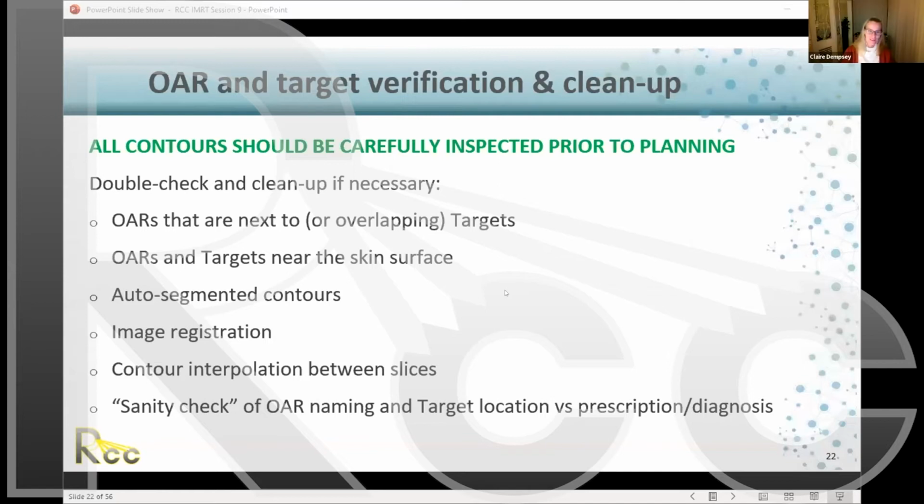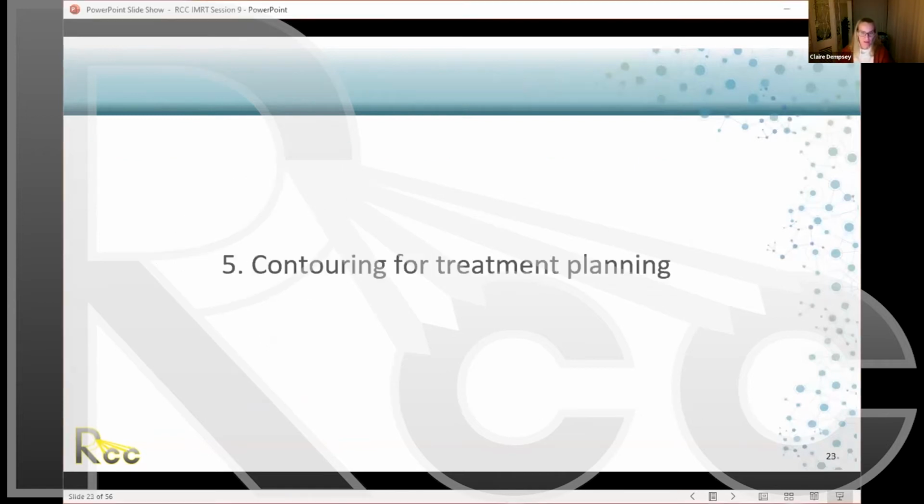Okay, great. So these things are really important to do before we even start to think about doing any kind of optimizing on any of our treatment plans. Okay, so now we move into the nitty-gritty hardcore stuff and contouring for treatment planning.